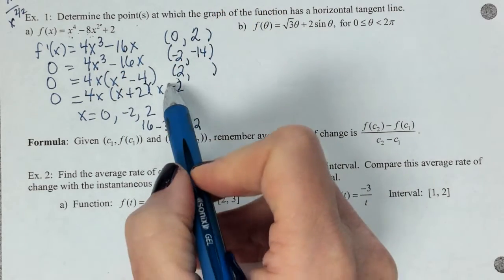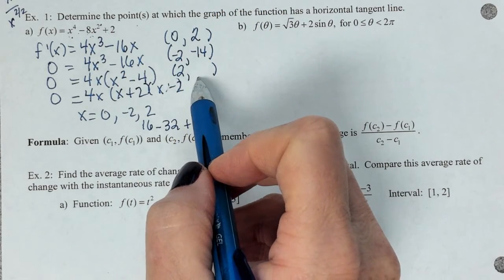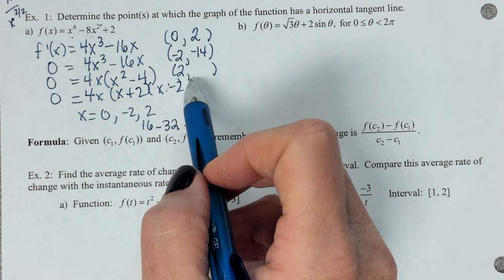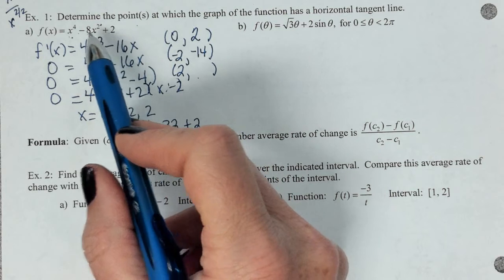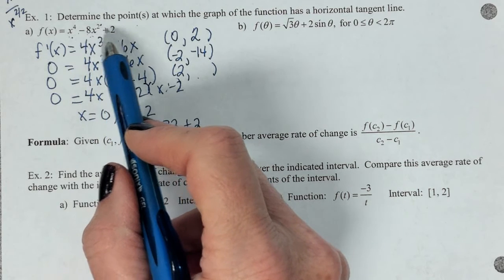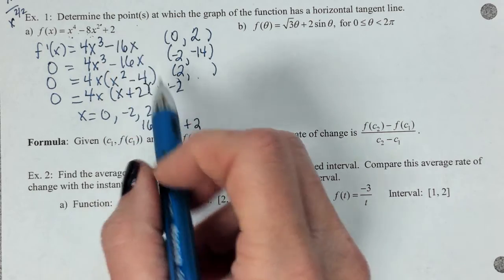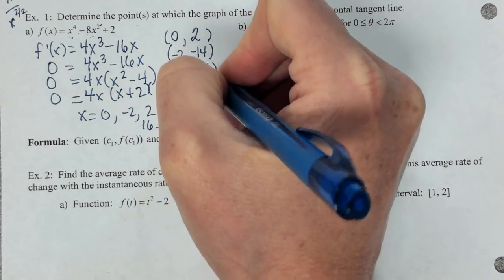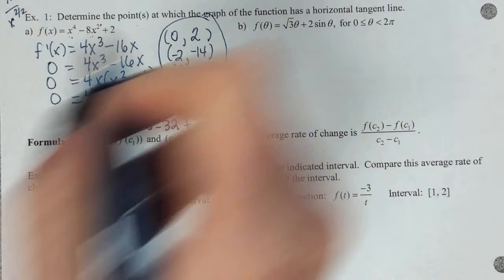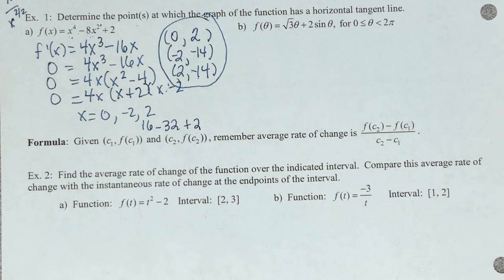How do I know that positive 2 is also going to give us negative 14? Even function, right. If it's an even function, this exponent's even, this exponent's even, this exponent is 0, so it's also even. Therefore, I do not have to even substitute it back in. I'm done. There are the 3 points.